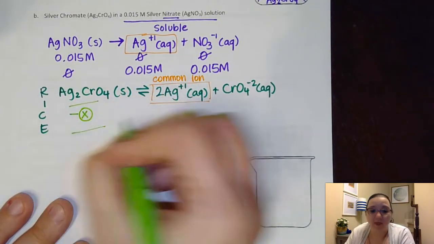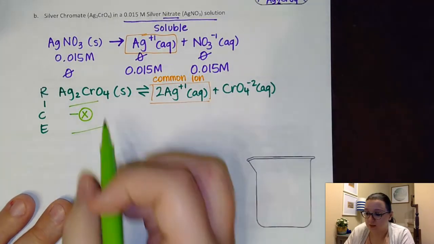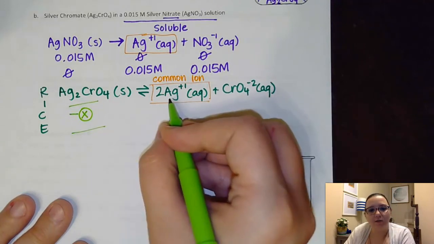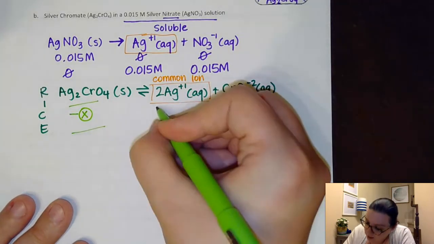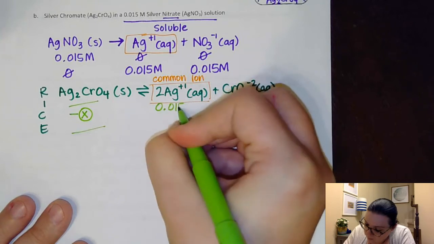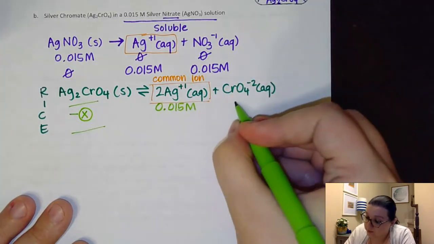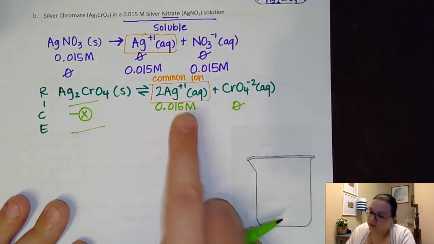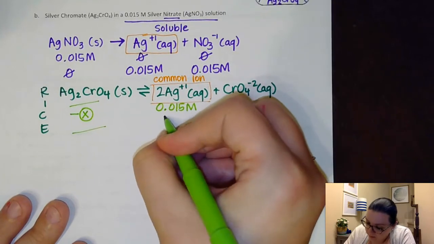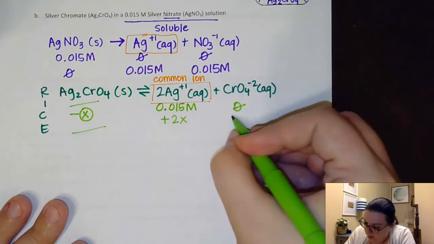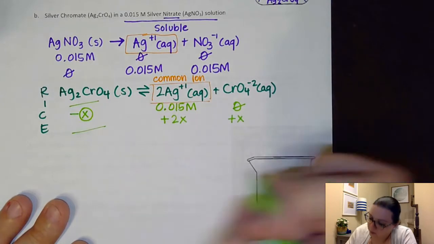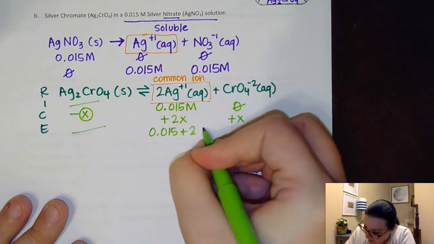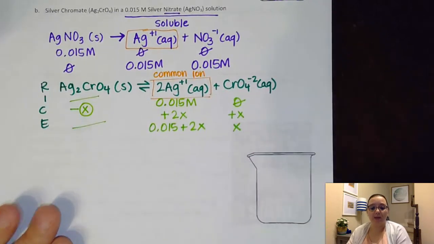Again, I don't care about the equilibrium expression for the solid substance. But over here, instead of starting this silver at 0, it's now starting at 0.015 molarity. Now the chromate's still starting off at 0, but now I have some silver to start off with. So again, just like we saw up above, this will gain 2x, this will gain x, but now at equilibrium, this value will be 0.015 plus that 2x, and the chromate will just be x.